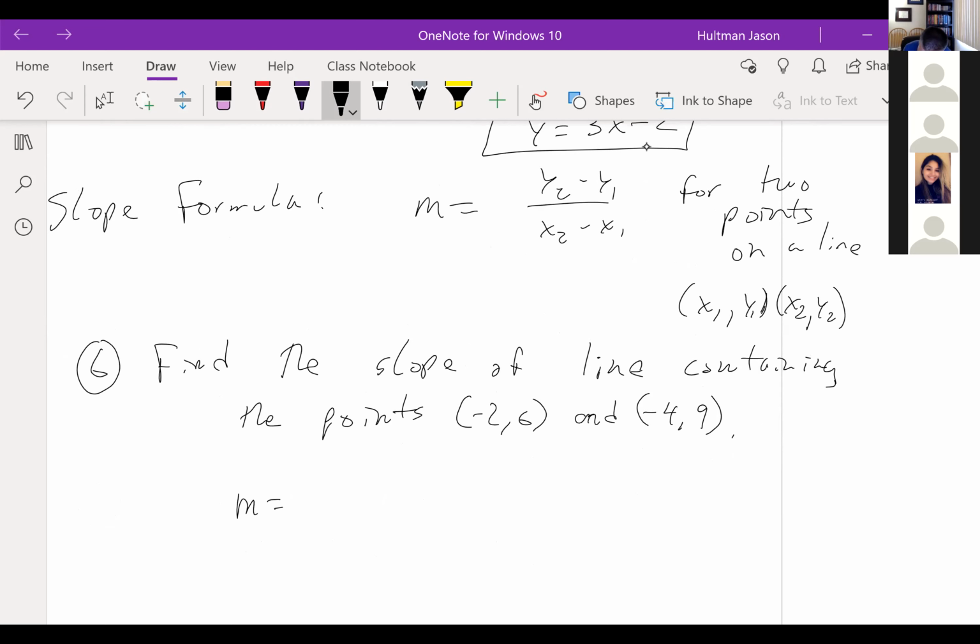So m equals y2 minus y1 over x2 minus x1. So what's y2 in this case? What's my second y value? 9. Yes, 9. Thank you, Darlene. Thank you, Mario. Thank you, Christian. I don't know who else said anything. I forget. There was a female voice there at some point, I think. Okay, so 9.